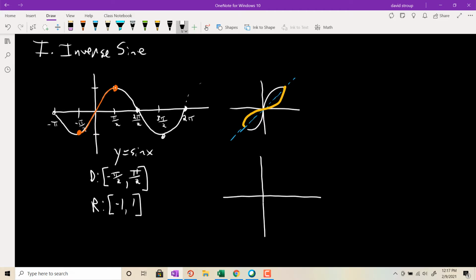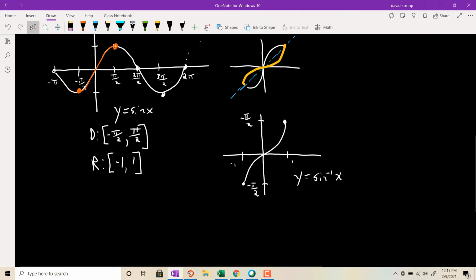Now on the x-axis, its domain will go from negative 1 to 1, and its range will be negative pi over 2, which is around negative 1.5, to positive pi over 2. And it'll look like this. Okay, so this is y equals sine inverse of x, and we use that exponent purely as notation.